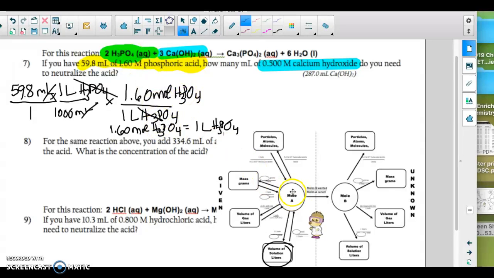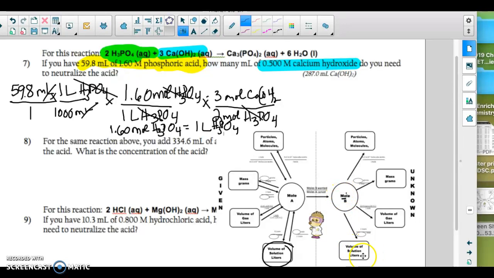So I'm right here. Now I'm going to do a mole-mole. And I'm going to put my moles of phosphoric, which if we want to call that your A, I'm going to put that on the bottom. And then I'm going to convert it to the B, which is the one I want to know, which is the calcium hydroxide, and there's 3 moles of that. So then I'm in moles of calcium hydroxide right here.